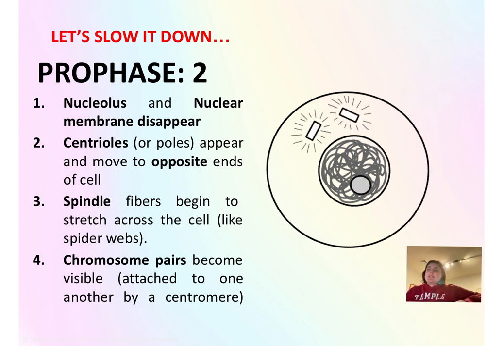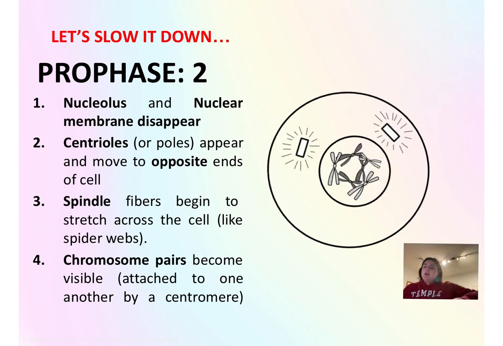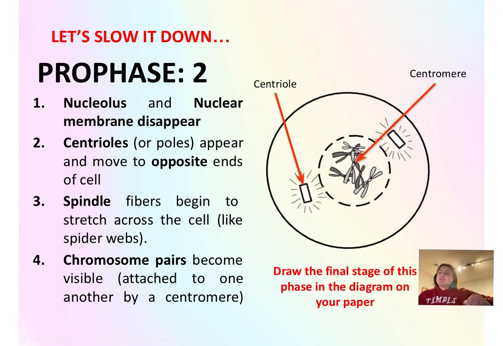This is our centrioles starting to move to opposite ends of the cell. In this picture, our chromosomes have paired up. So our chromatin becomes chromosome pairs, and our centrioles are at opposite ends of the cell. We have our centromere pointed out because that connects our two chromosome pairs. In your notes, make sure you are drawing this final stage of prophase at the bottom of the back of your sheet. This will be stage 2. Make sure you draw this.